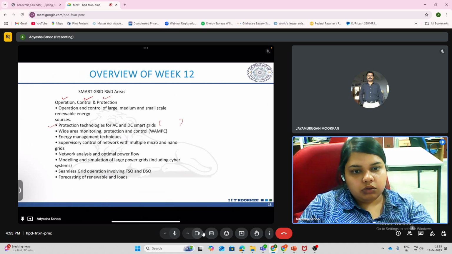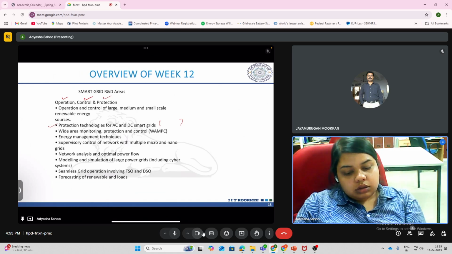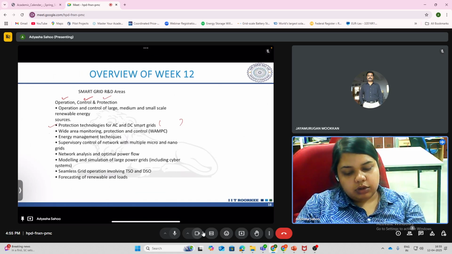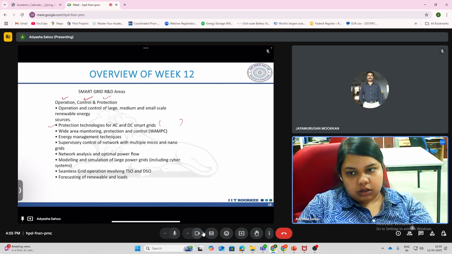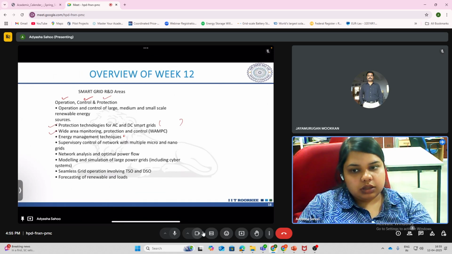So we had to go for adaptive protection. Otherwise, we saw that it leads to various maloperations in the system, and also we need to study the protection schemes for the DC microgrids and smart grids. Then we had wide area monitoring, protection, and control. Then we require various energy management techniques for managing the peak load or various demand response activities that can be done.